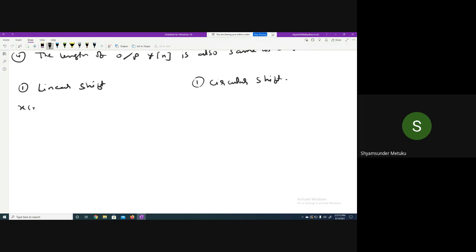Suppose the given signal is x of n equal to 1, 2, 3, 4. Similarly, here also the same input is given, 1, 2, 3, and 4. There is no difference in both of them. Now the circular shift. A linear shift is given by x of n minus 2, whereas a circular shift is given by x of n minus 2 modulo capital N. This is the difference in terms of symbolic representation. I'll tell you what it means. You can also write it this way.